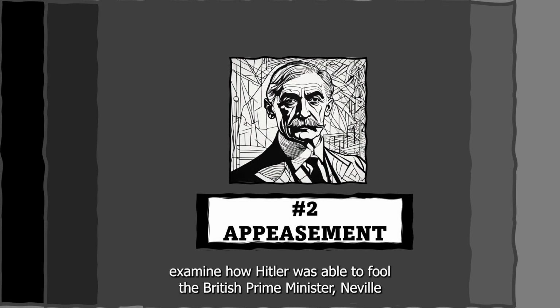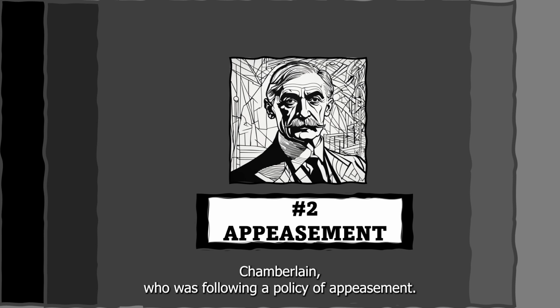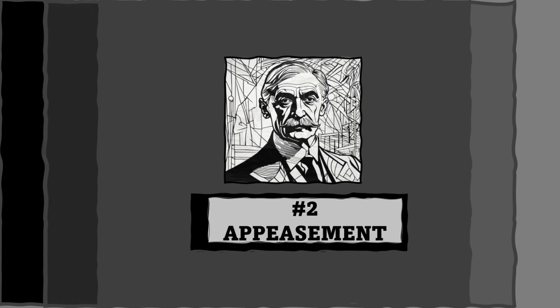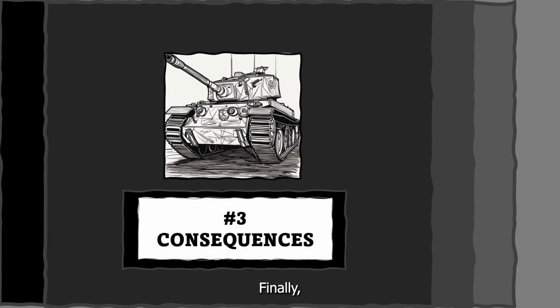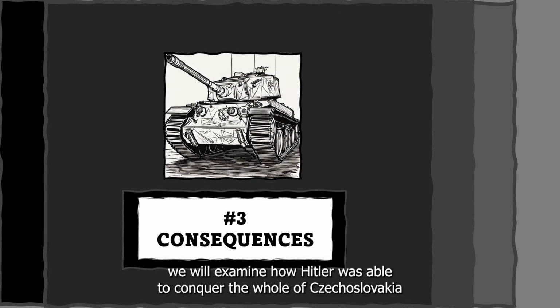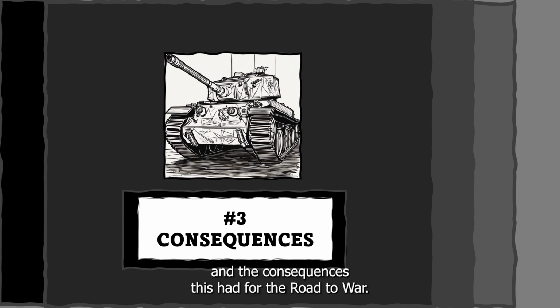We will then examine how Hitler was able to fool the British Prime Minister Neville Chamberlain, who was following a policy of appeasement. Finally, we will examine how Hitler was able to conquer the whole of Czechoslovakia, and the consequences this had for the road to war.